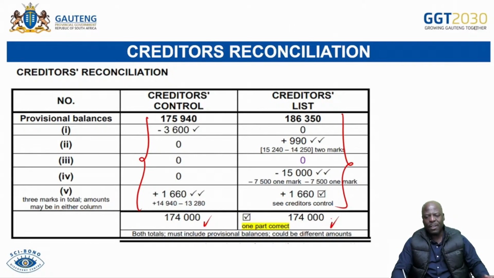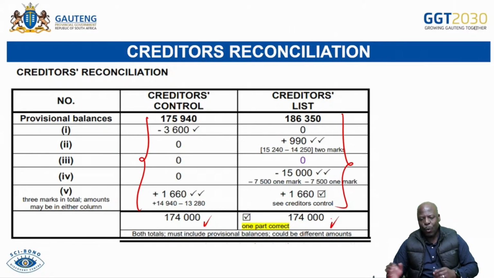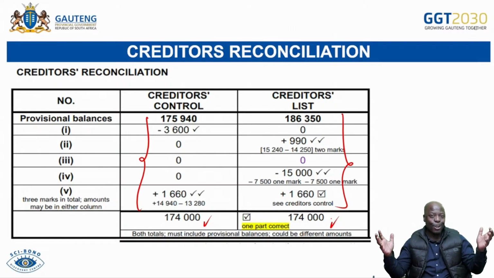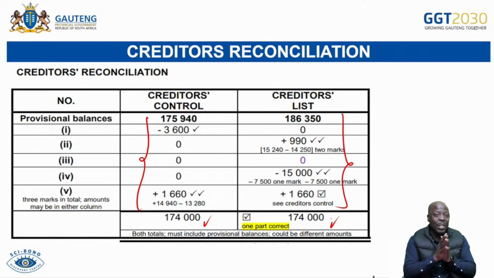Okay, this is what we've done so far. Remember, we were doing the creditors control and the creditors list, because in the previous week we did the creditors ledger, the creditors list against the creditors statement. So we can say that we've covered all the different types of reconciliations that pertain to creditors. What does that mean? It means now we go to our debtors. Let's go to our debtors.